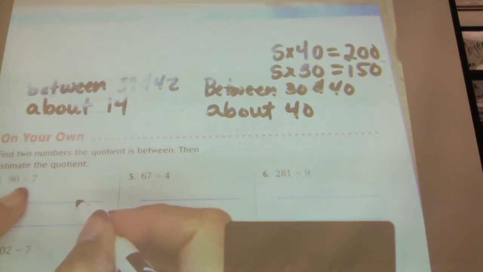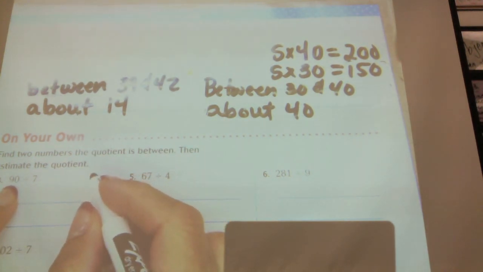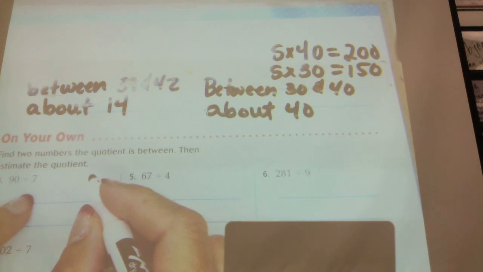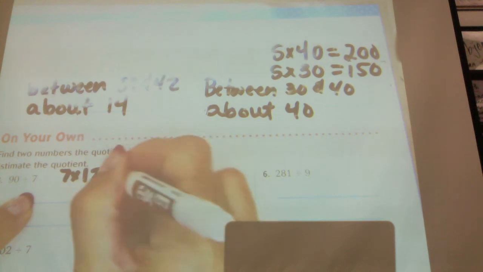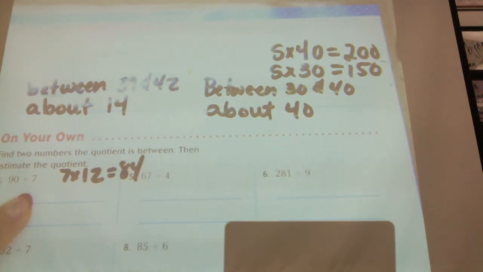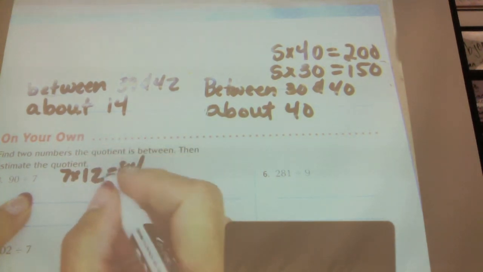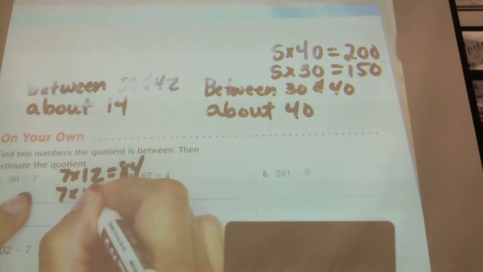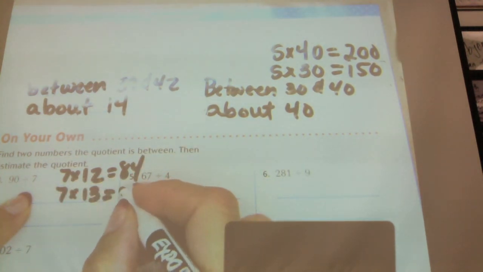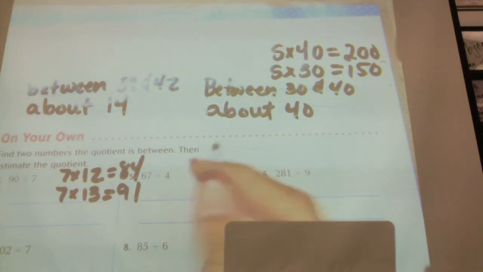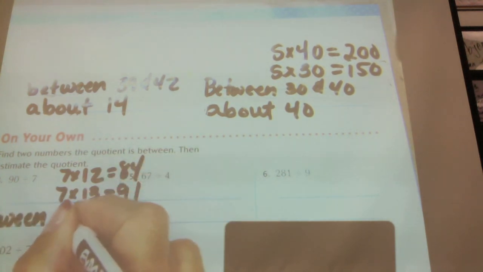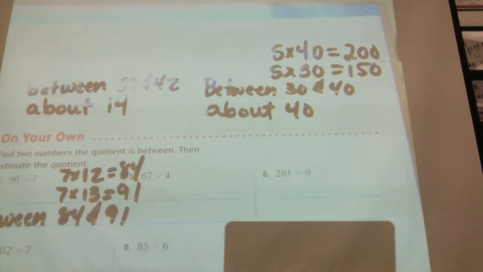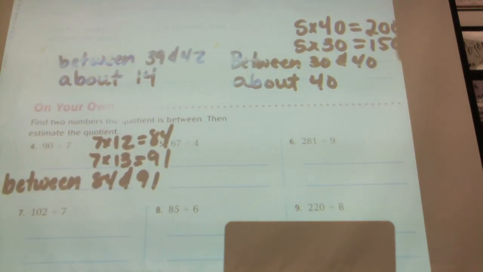Who could tell me 7 times what number gets us close to 90? What'd you get, Antonio? 7 times 12. What is 7 times 12? 84. Okay. So now what am I going to try? Avani. 7 times 13, which equals? 91. Okay? So when I write this, I'm going to say it's between 84 and 91. I'm going to put my products.